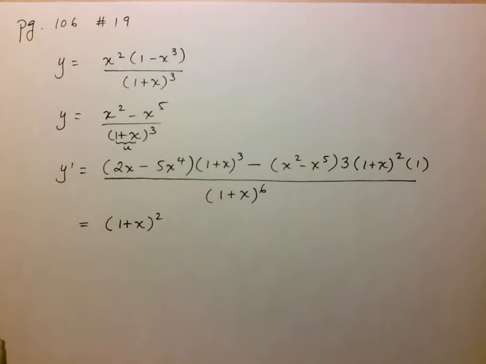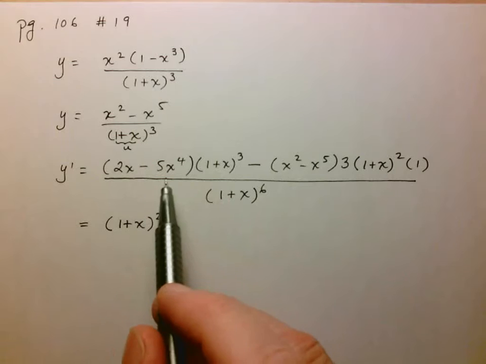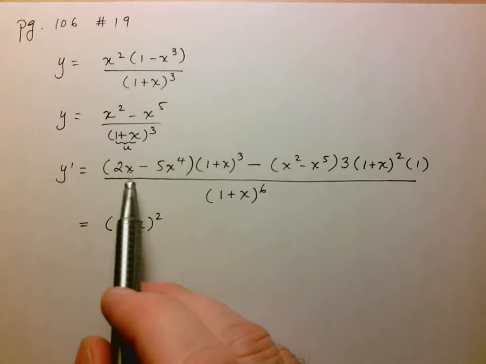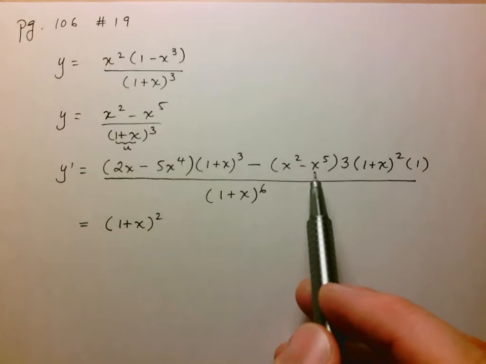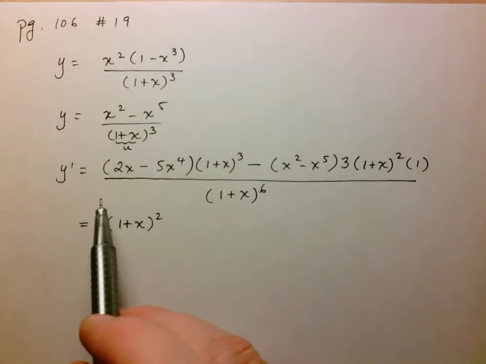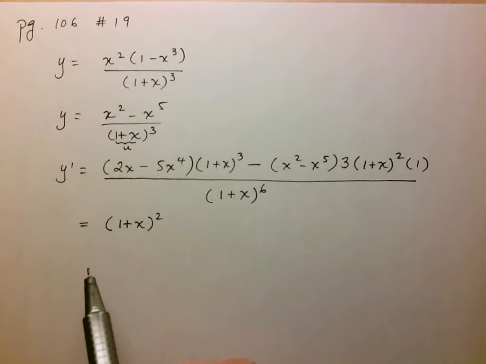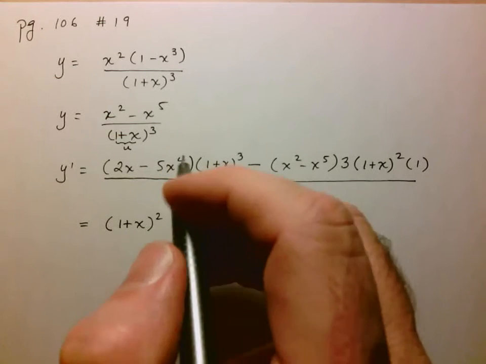Now you might not notice it right off the bat. I sort of see it here that this has a common factor of x, and that has a common factor of x. So if you think of it, you can factor that out right away, but I'll just leave it and we'll see that it'll come out later on.